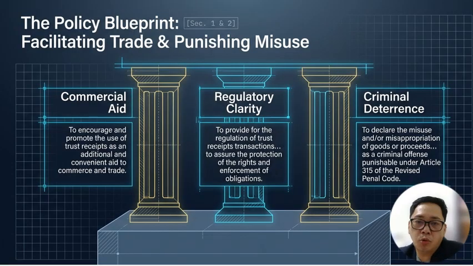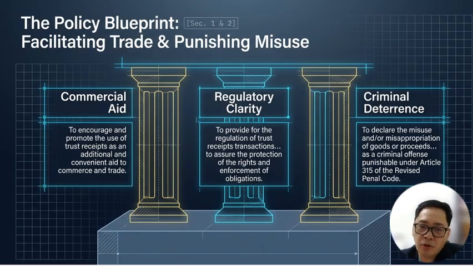Sections 1 and 2 establish the core objectives and the legal framework for the entire decree. Here's a breakdown of the three main state policies outlined in Section 2. First, encouraging commerce. The state explicitly aims to promote trust receipts as a convenient aid to commerce and trade. Historically, the law was enacted because trust receipts had already become popular and a convenient business device to help importers and merchants solve their financing problems, particularly in commercial banking.